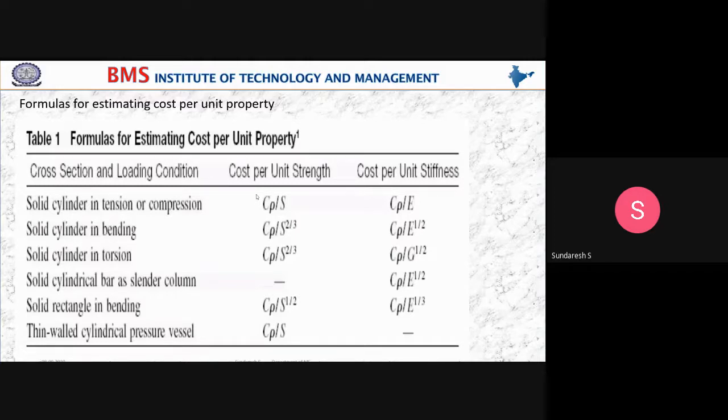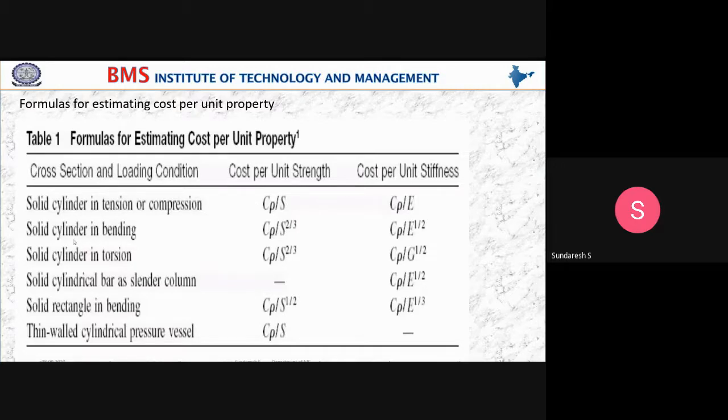Look here. In the first column we have the cross section and the loading condition. A simple example: a solid cylinder in tension or compression. The condition and cross section will be given to you, so you should be in a position to calculate the cost per unit strength using this formula. Of course, cost per unit stiffness can also be used. When it is stiffness, the modulus of elasticity, or Young's modulus, comes into the picture. Using that, you can also segregate the materials based upon the cost per unit stiffness.